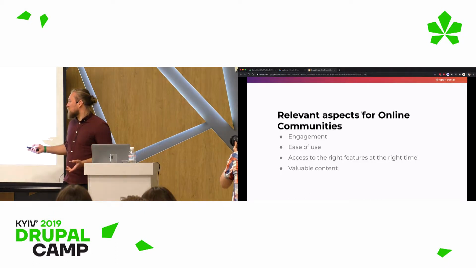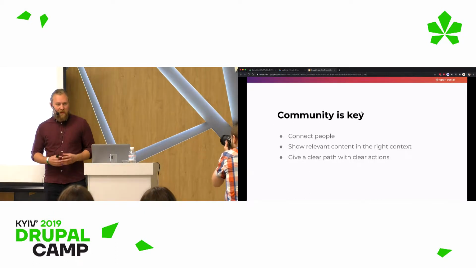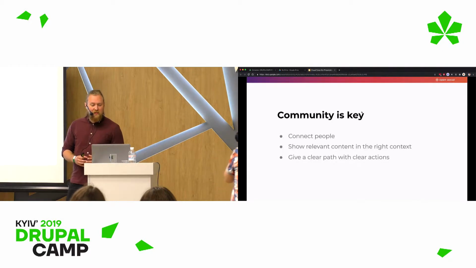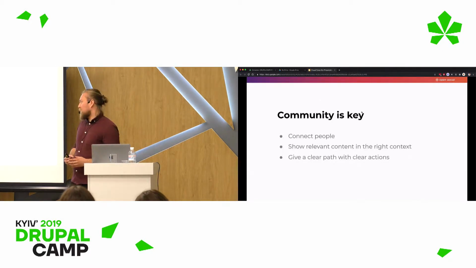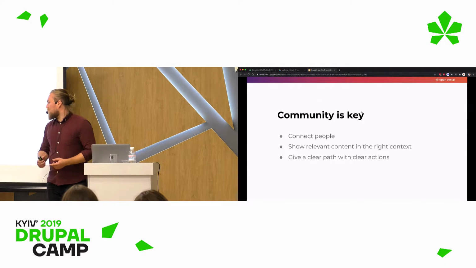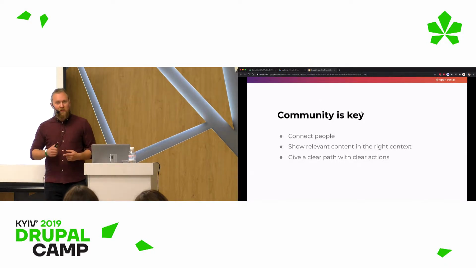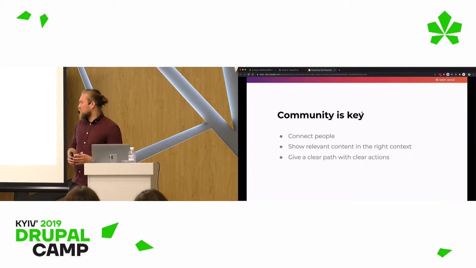So I think the most important part is the community itself, that the community is at its core, and that's also how we build OpenSocial. So for us, the most important part was to connect people. So first off, in every feature we build, we want to have the community and the connection between those people at its core.